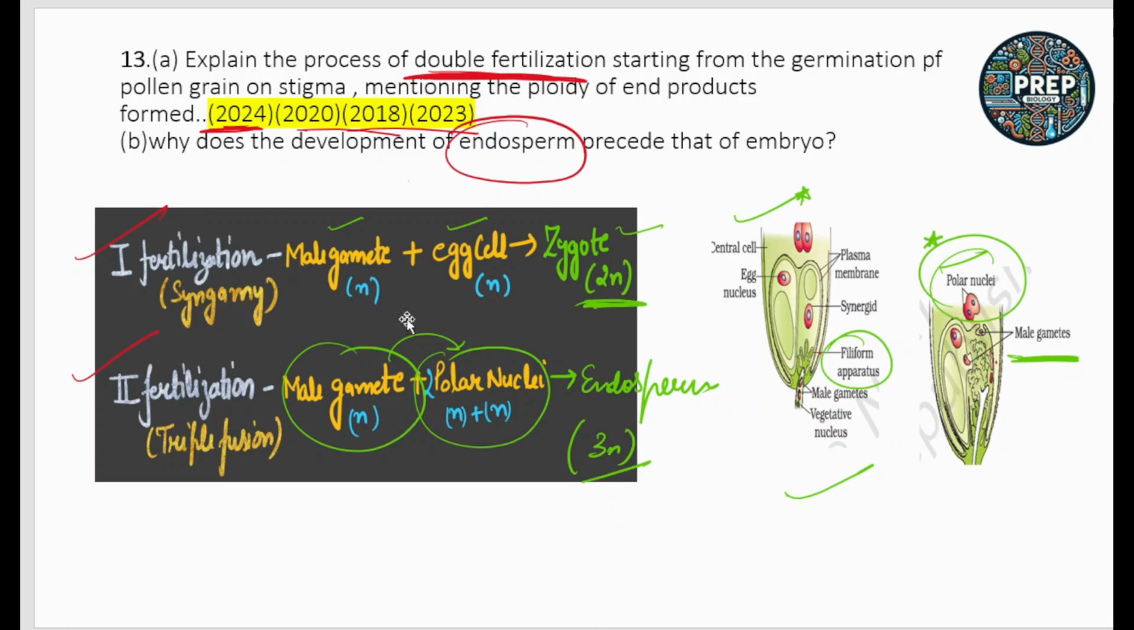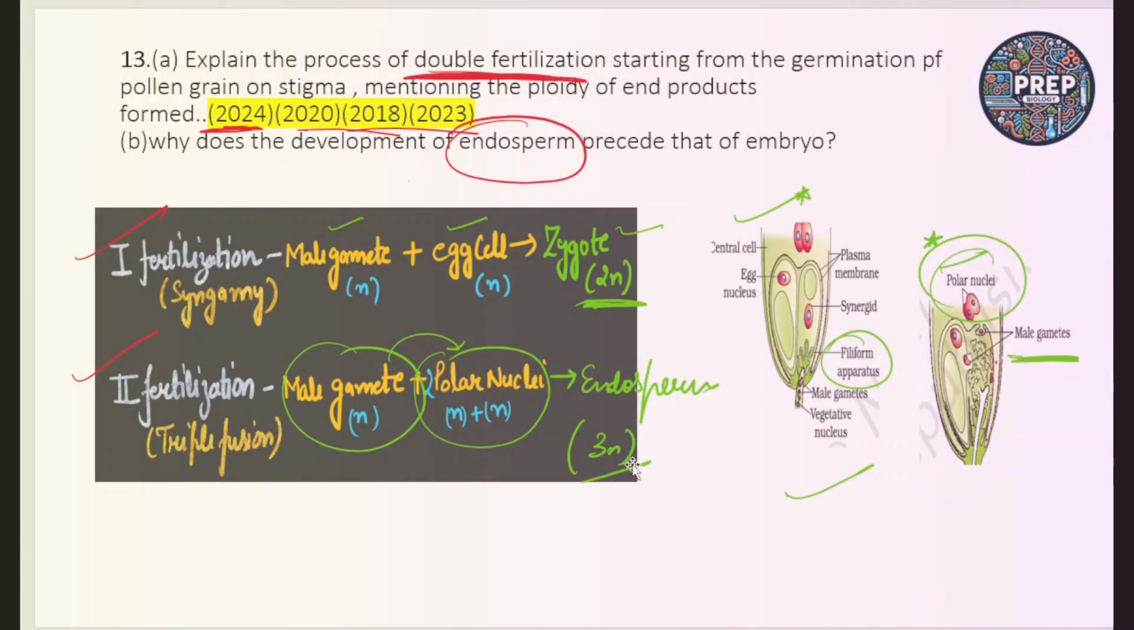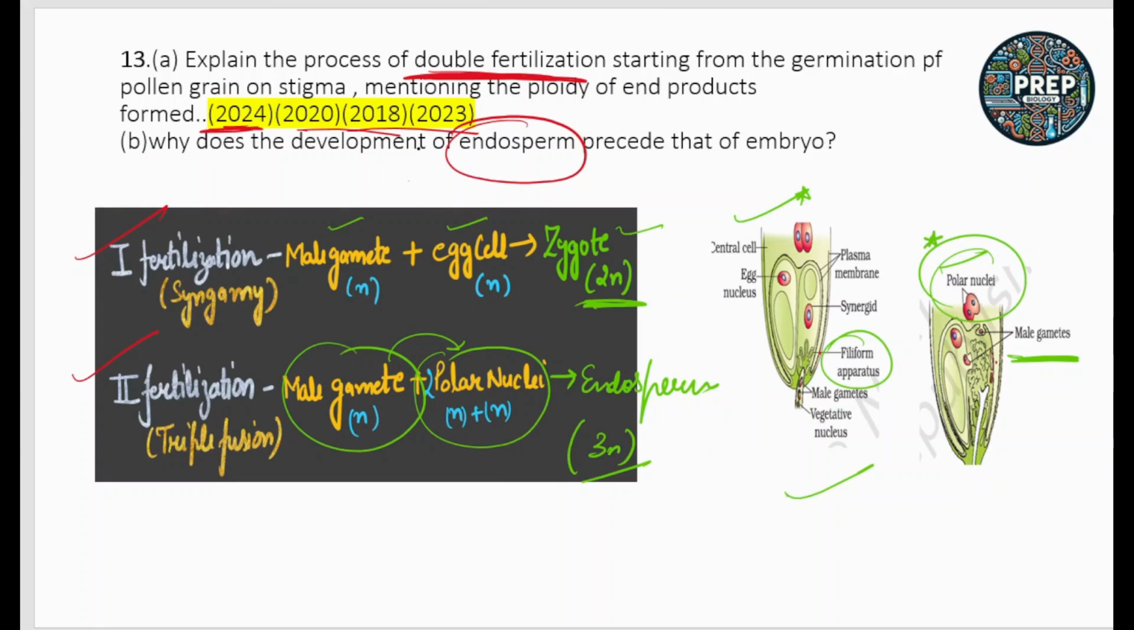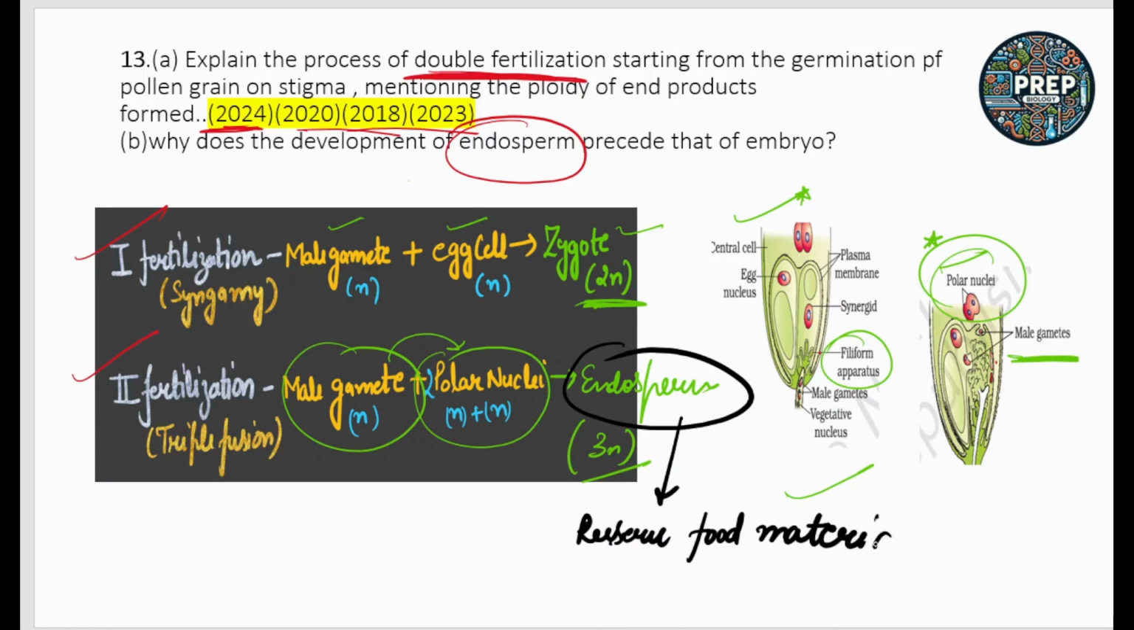Okay, why does development of endosperm precede that of embryo? The answer to this question is that when the endosperm is formed from the double fertilization process, the endosperm cells are filled with reserved food material, which is used for the nutrition of the developing embryo. That's why the development of the endosperm precedes that of the embryo. Okay, so this is the answer.